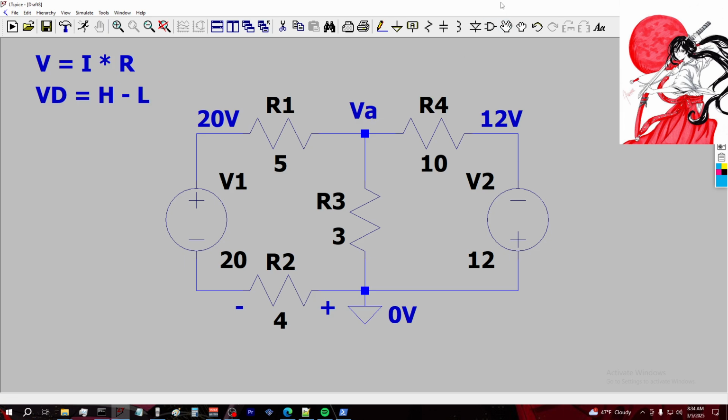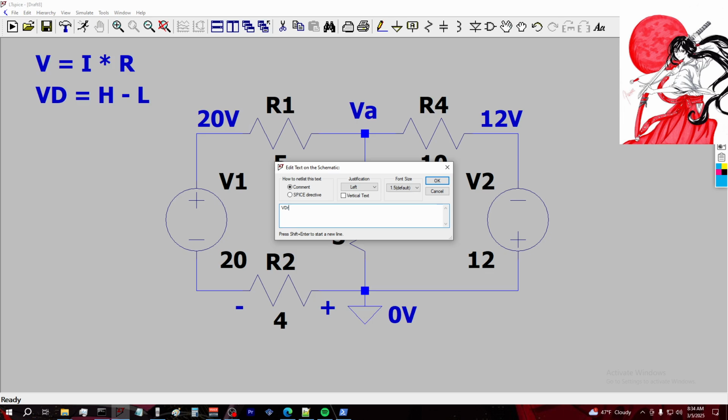VD minus. So we did that. Now what do I want to do? Oh yeah, I want to write VDR divided by RW equals IW. So the voltage difference across the resistor divided by the resistance of that wire is going to equal the current of that wire. Okay, here we go.